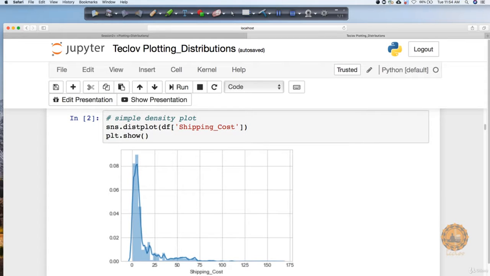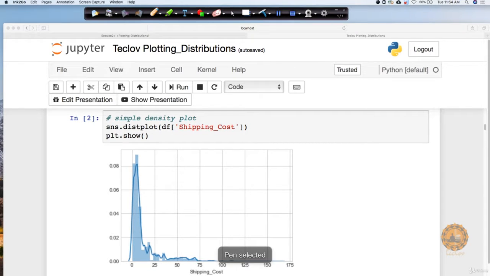Now here you can see that most of the values are falling in the lower range. Maybe what is happening is, if you think from the Amazon point of view, most of the items have a lower shipping cost. If you order a fridge, the shipping cost for that fridge is definitely going to be higher in comparison to, let's say, a book. So this tells me that the probability of a lower shipping cost for a particular product is higher.